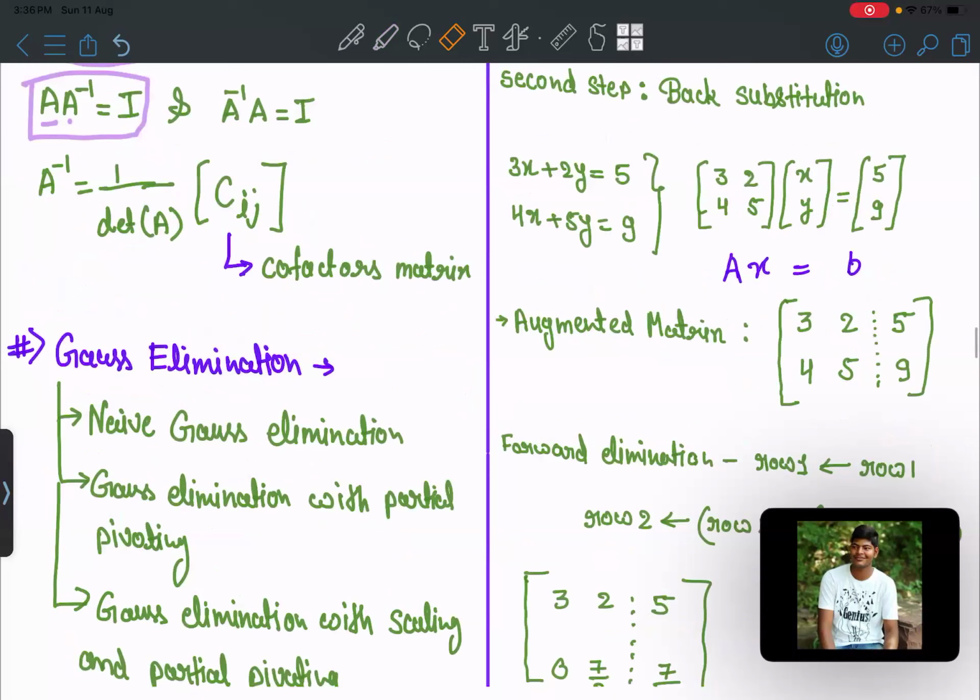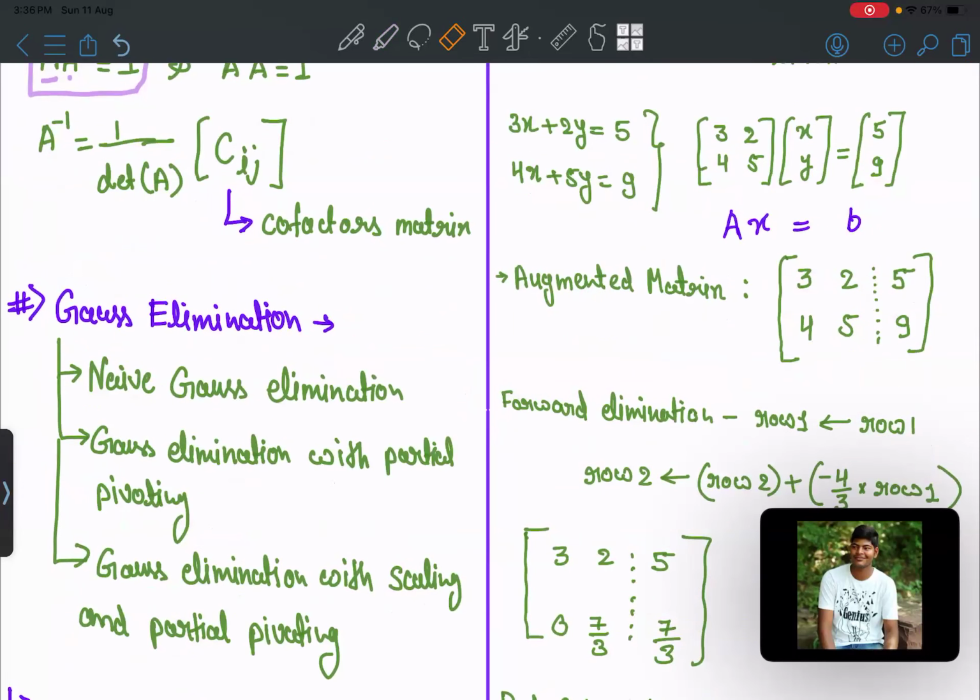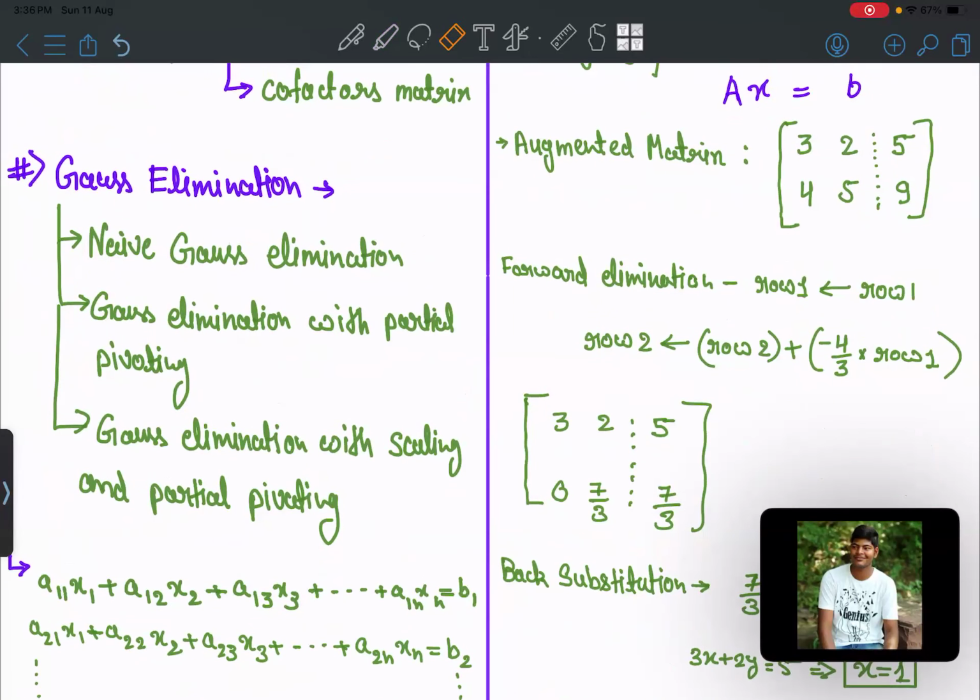Now we reach the main topic. The main topic to discuss is the Gauss elimination method. We have covered all this matrix, revision of matrix, vectors and all. Gauss elimination is a technique to solve simultaneous linear equations. There are three types of Gauss elimination method.